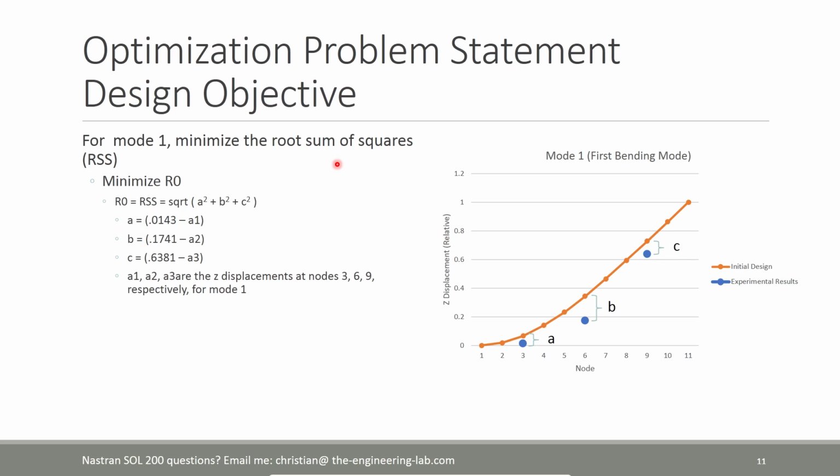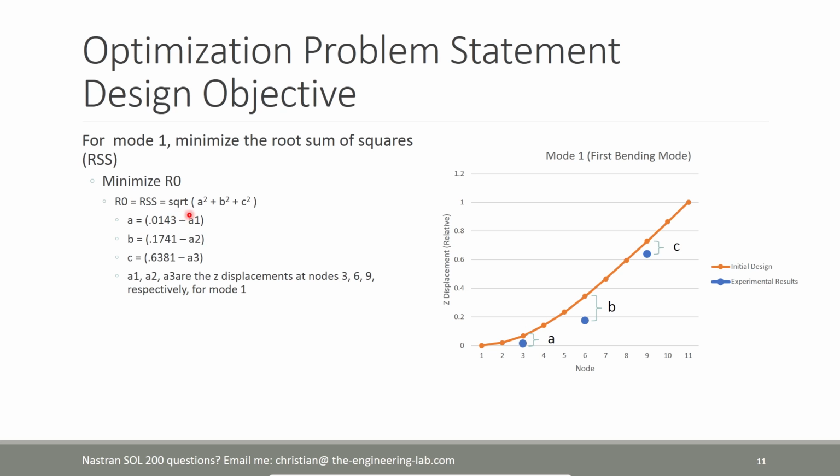Let's talk about the objective for a moment. We are going to take the root sum of squares of the various discrepancies, and we are going to minimize that value as much as possible. So think of this as the error in between the experiment and the finite element model. We want to minimize the error.